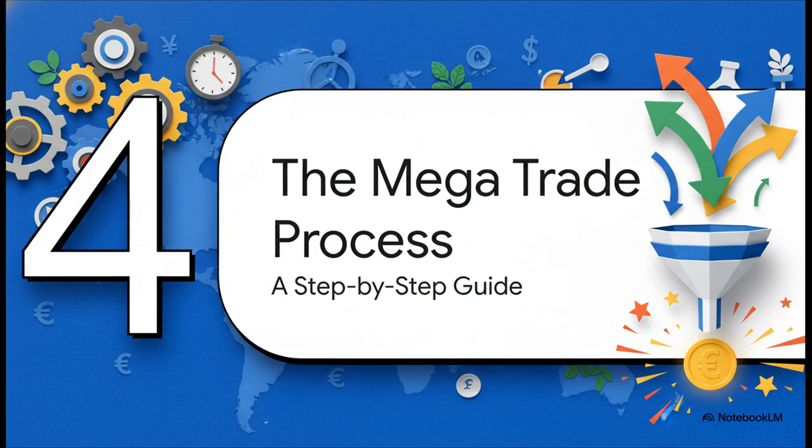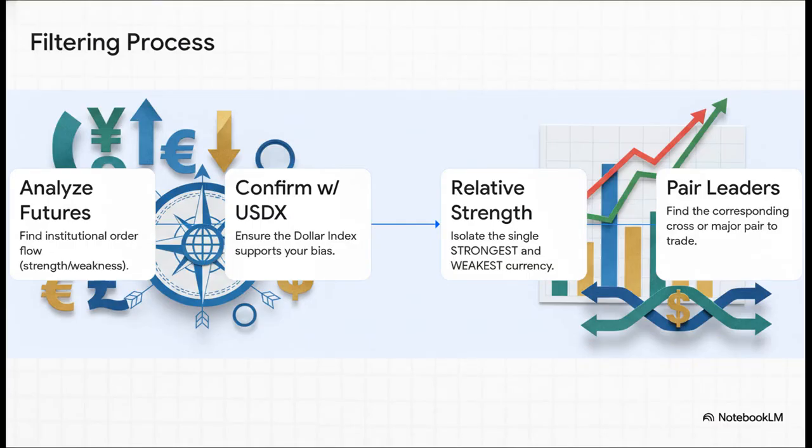Okay, so we've covered the timing, the key ingredients, and the analytical engine. Now let's put it all together into a simple step-by-step process that you can actually follow to filter the entire market down to a single high-probability trade idea. So here it is, the 4-step filtering process.